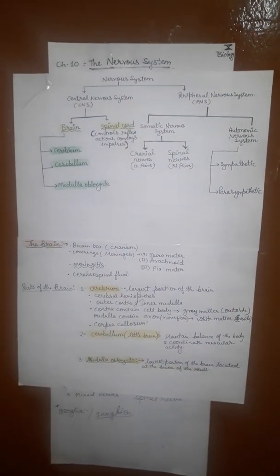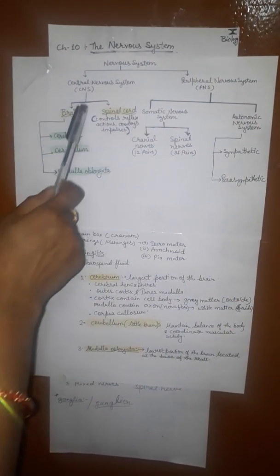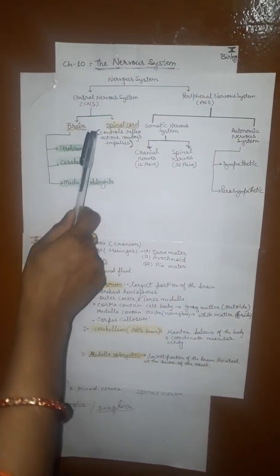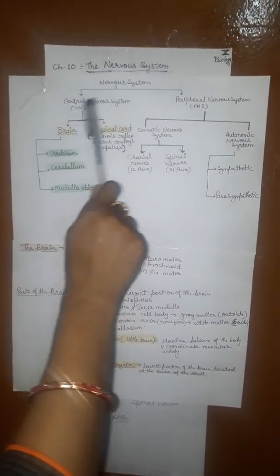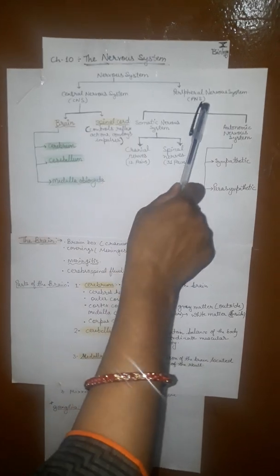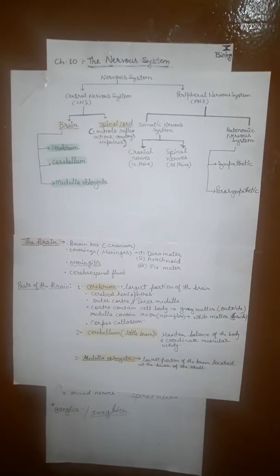Hello class 10. Today I am going to start with the division of the nervous system. The nervous system basically divides into two parts. First is the central nervous system, also called CNS. CNS means central nervous system, and PNS means peripheral nervous system.